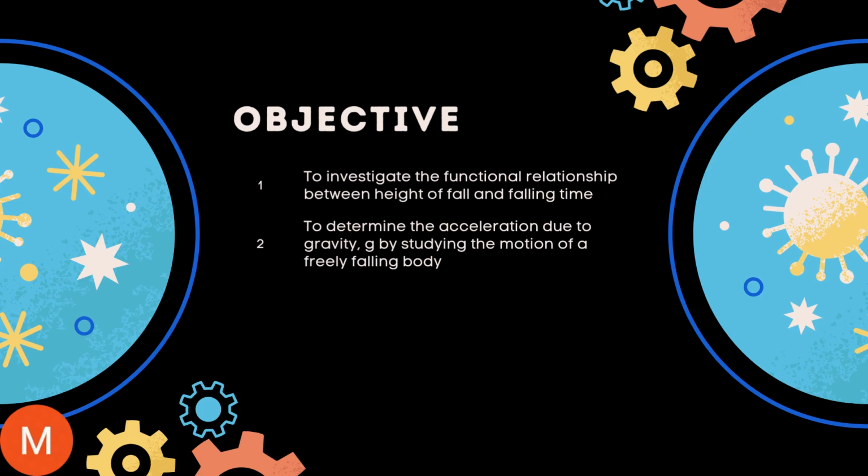There are two objectives in this experiment. The first one is to investigate the functional relationship between height of fall and falling time. The second one is to determine the acceleration due to gravity, g, by studying the motion of a freely falling body.